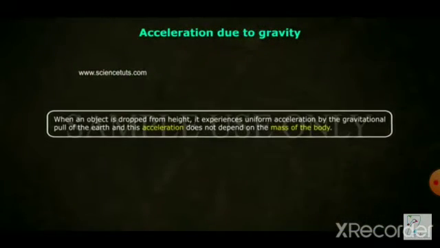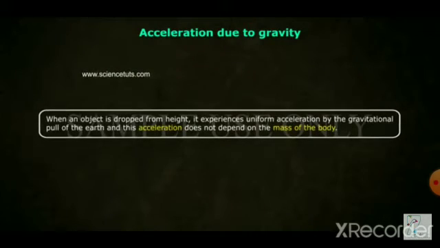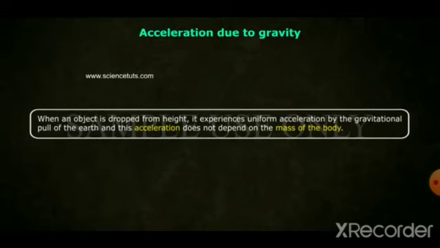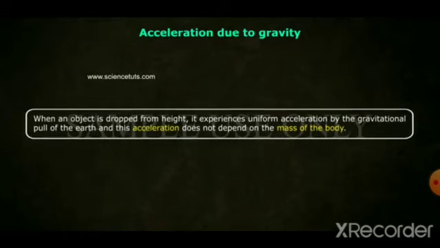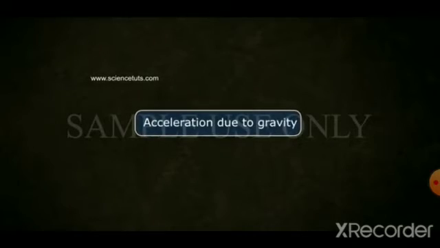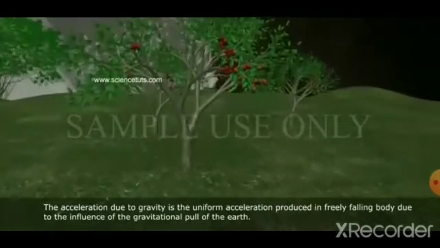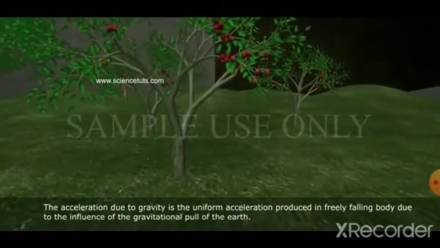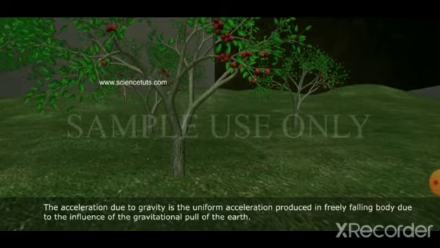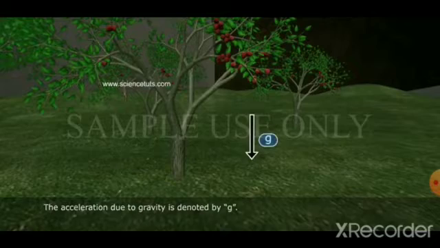That is, when an object is dropped from a height, it experiences uniform acceleration by the gravitational pull of the earth, and this acceleration does not depend on the mass of the body. So acceleration due to gravity is represented by the letter g, and the value of g is 9.8 meter per second square for all objects irrespective of their masses.